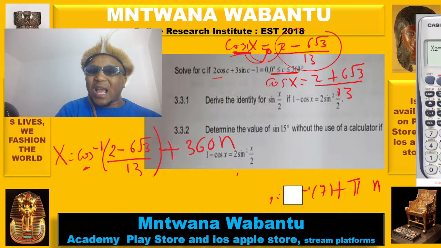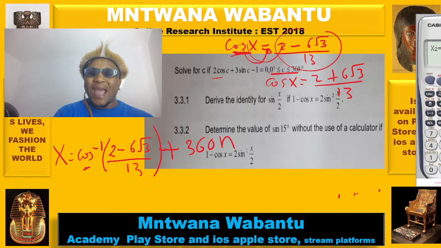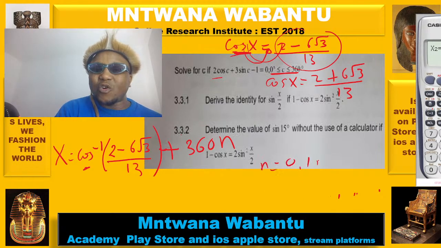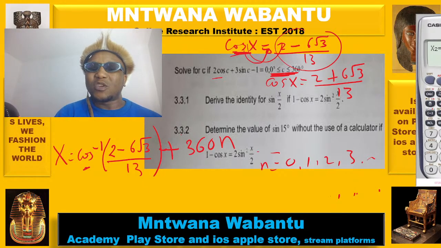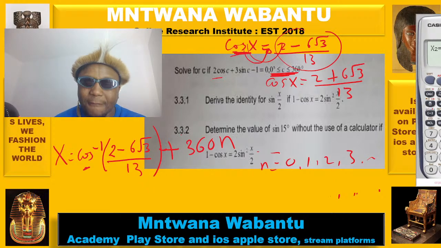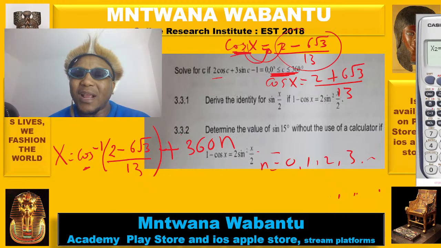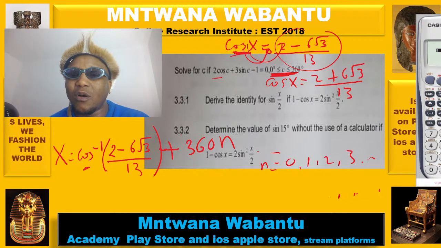So now let's go to the calculator, without further ado. n is the integer, which means it can be 0, 1, 2, 3, and negative numbers. But for all the angles, we are going to check the angles between 0 and 360. Let's see how we're going to get there.